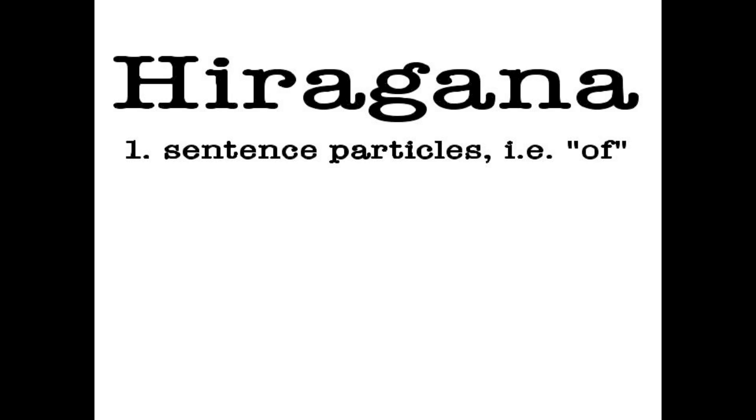So, the hiragana. This is the most important form of the kana, because you're going to be using them more. Get friendly with them. When will you use them? They're used for sentence particles, like of. Don't worry about that quite yet. But that's when you're going to use them, for tiny words like that.